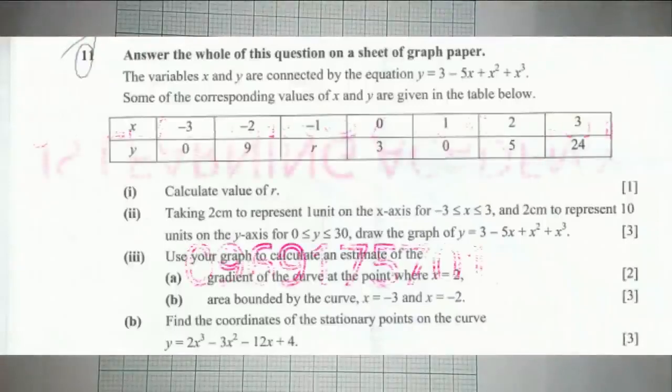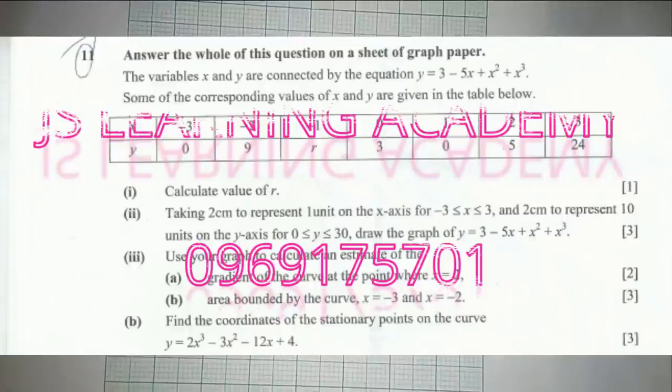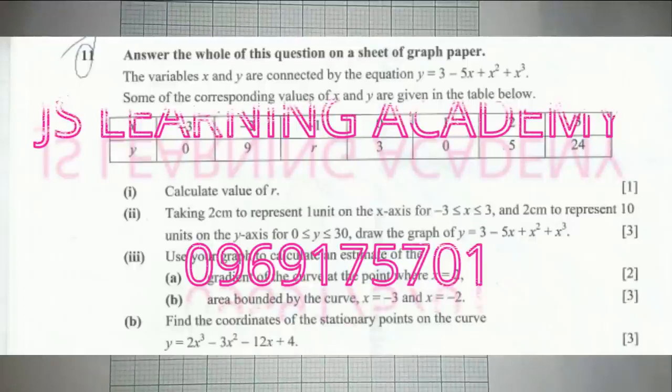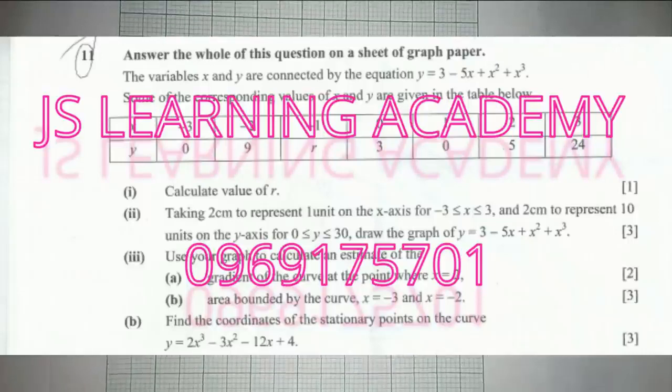For question 1, you're supposed to use a graph paper, a pencil, and a ruler. These are some of the things you need to have. So, for this question, question 1, we've been asked to find the value of R. You can write it somewhere here.